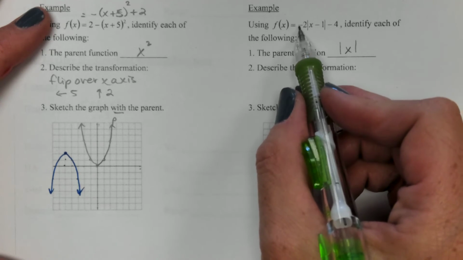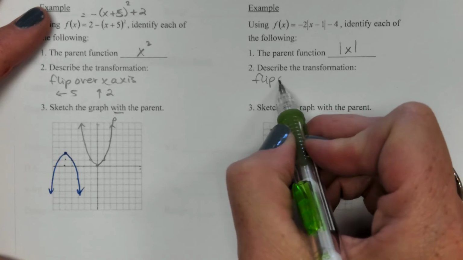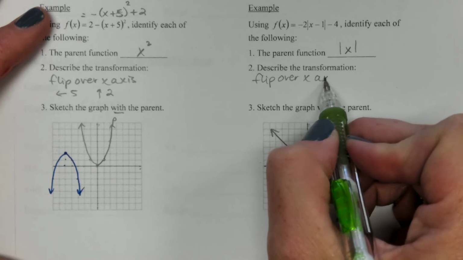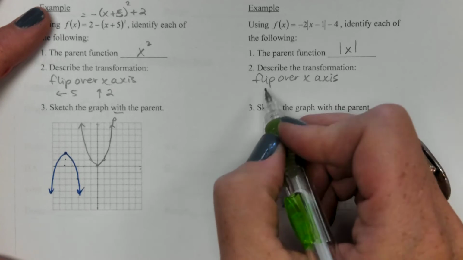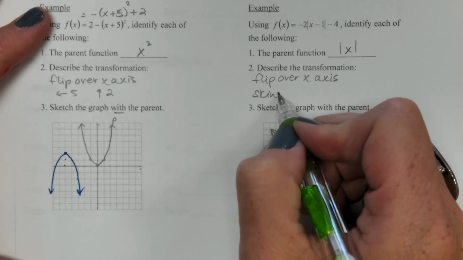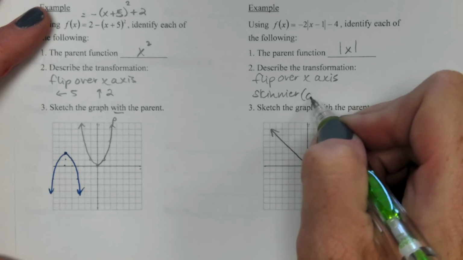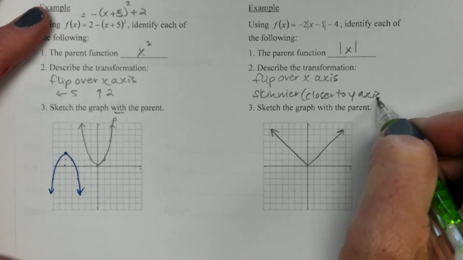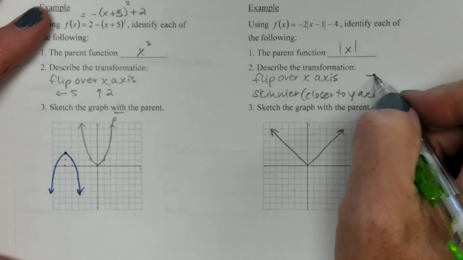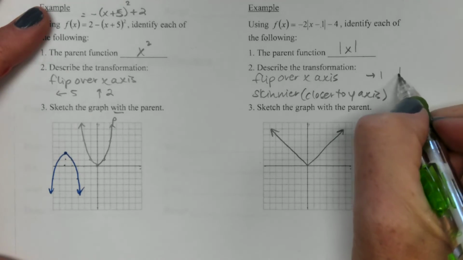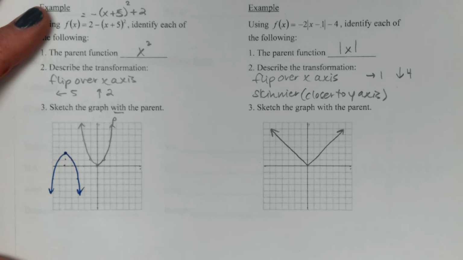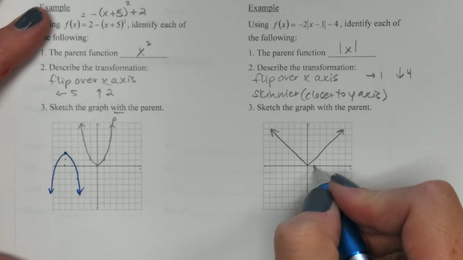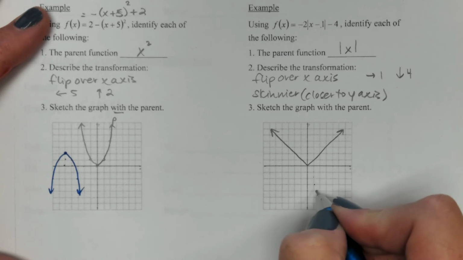And to describe the transformation, remember we want to describe everything that isn't just the absolute value of x. So I've got a negative, that's a flip over the x-axis. I've got a 2, that will make it skinnier or closer to the y. I've got a -1, will actually move it right. And I've got a -4, which will actually move it down.